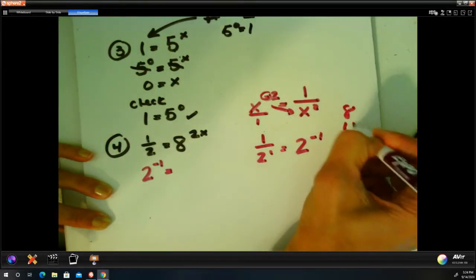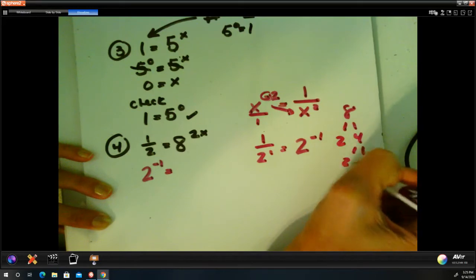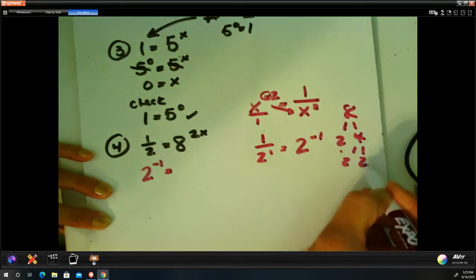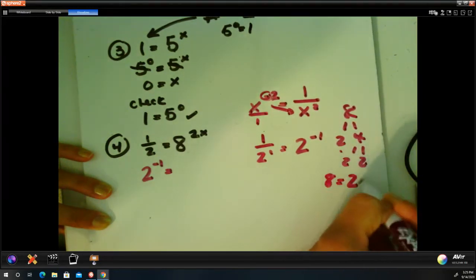8, I'm just going to break down 2 times 4, 2 times 2. So 1, 2, 3. 8 equals 2 cubed.